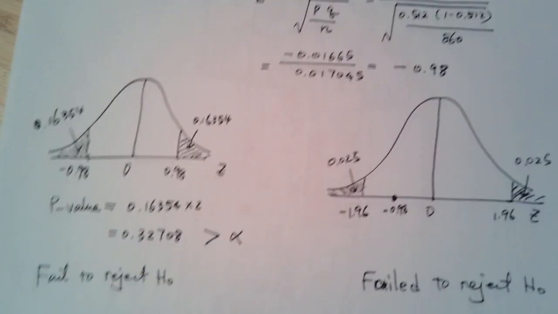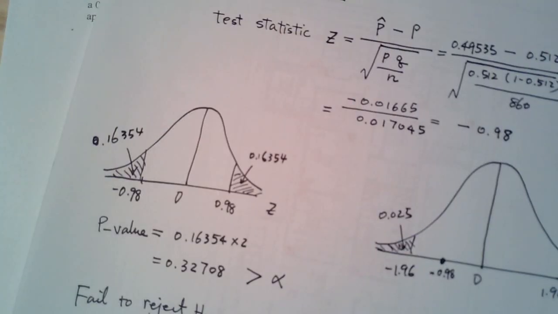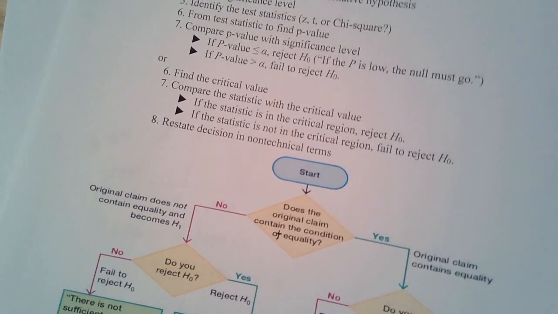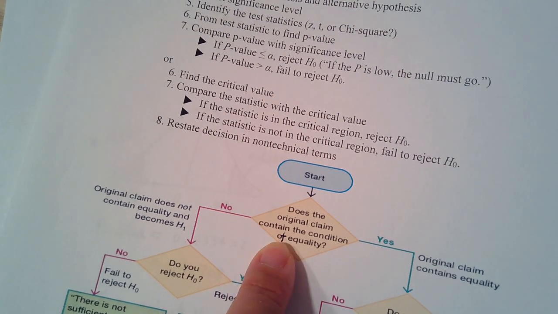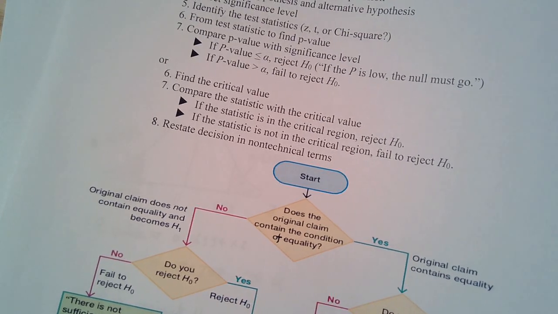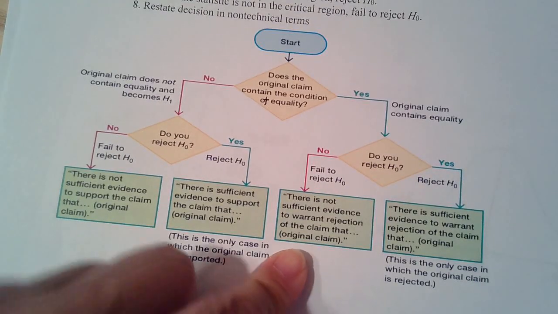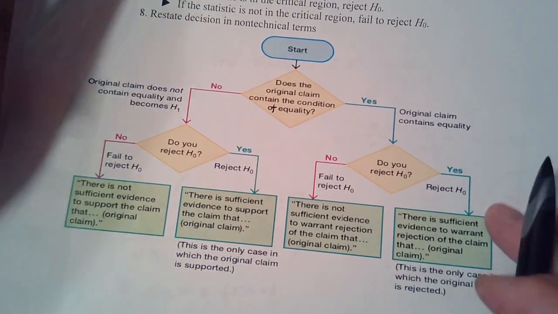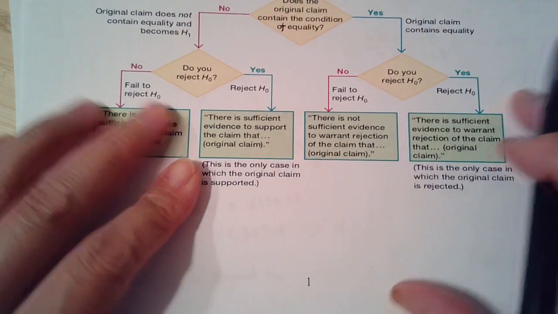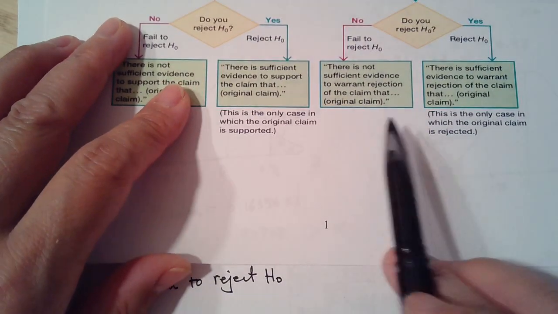Now, I hope you remember your H0 or your claim is equal. So you should do the flow chart. Does the original claim contain the condition of equality? Yes. Do you reject H0? No. So I fail to reject H0. So your answer is going to be there. Let me just write that here.